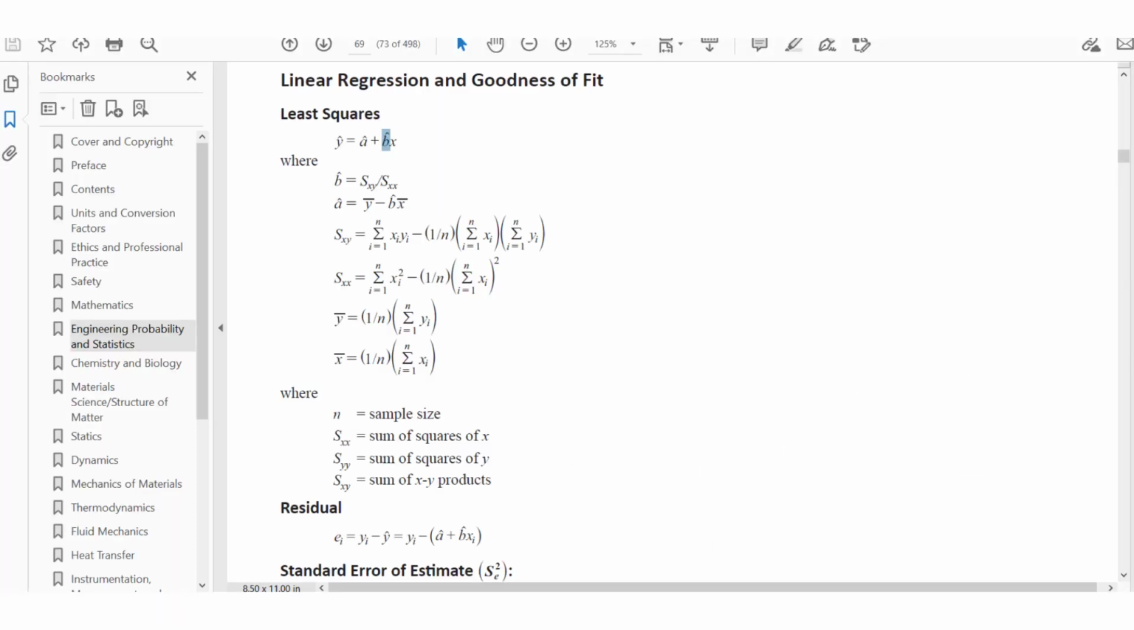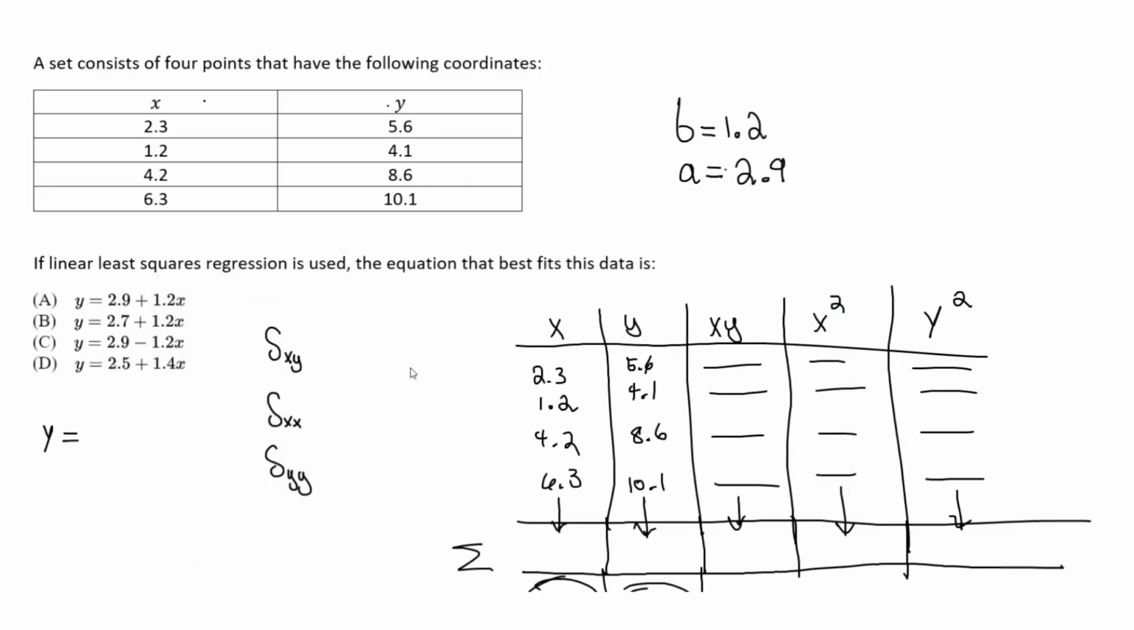With respect to our handbook, it's going to be A plus BX, right? So it's A hat plus B hat times X. So y equals, A is 2.9 plus our B value is 1.2 times X. So this will be our answer. And we quickly did that with our calculator. Instead of doing all of this math, this will save us a ton of time on the FE exam. So the correct answer should be A.